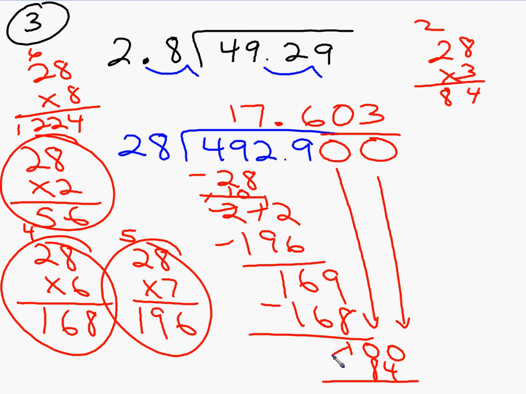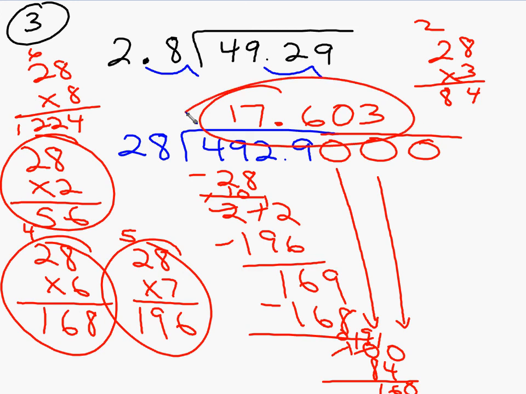Okay, this would be 16. I could add another 0 and keep going. All right, but obviously this problem could go on a long time. This is far enough, 17.603 for me. If you go to the hundredths or the thousandths place, this is the hundredths place, this is the thousandths place, that's far enough. And we're going to stop there for today.